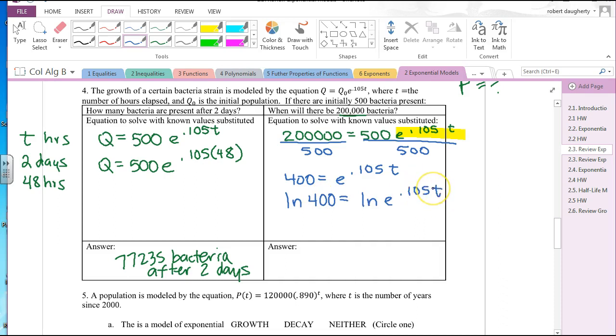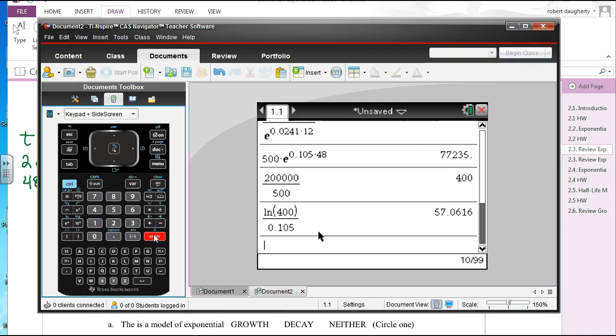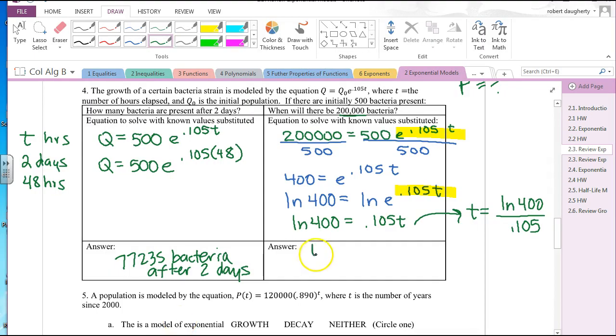You should recognize on the right, the natural log of e to the 0.105t is 0.105t. So the natural log of 400 equals 0.105t. Now I need to divide both sides by 0.105. So t is equal to the natural log of 400 divided by 0.105. I will go to my calculator. So the natural log of 400 divided by 0.105 is 57.06.